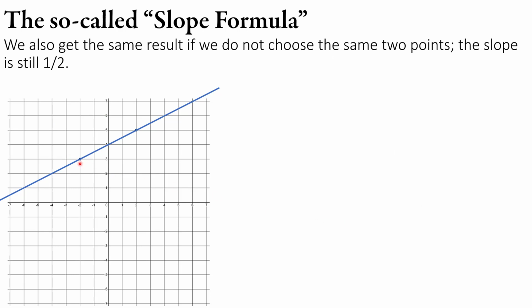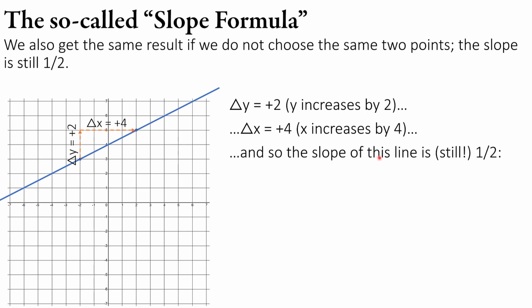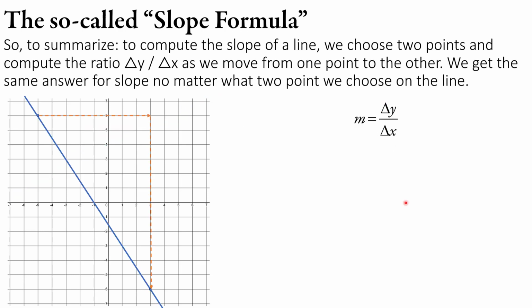The slope calculation also doesn't depend upon which 2 points we pick. If I choose these 2 points instead, I'm still going to get slope 1/2. Change in y is plus 2, change in x is plus 4, and the ratio is still 1/2. So, to summarize, to compute the slope of a line, we choose 2 points and compute the ratio delta y over delta x as we move from one point to another. And we get the same answer no matter which 2 points we choose on the line.